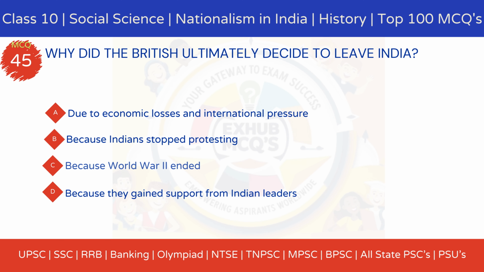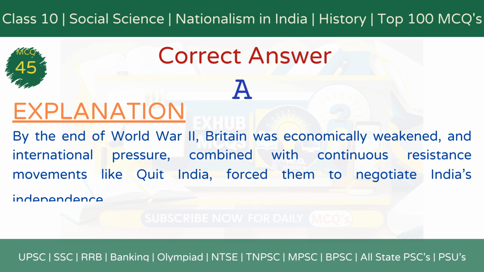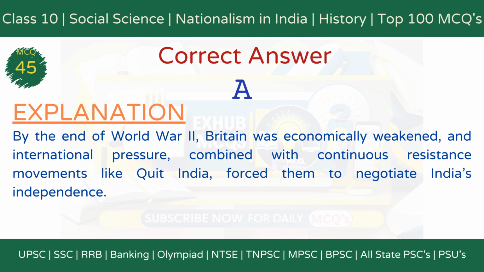MCQ 45. Why did the British ultimately decide to leave India? Option A. Due to economic losses and international pressure. Option B. Because Indians stopped protesting. Option C. Because World War II ended. Option D. Because they gained support from Indian leaders. The correct answer is option A. Due to economic losses and international pressure. Explanation. By the end of World War II, Britain was economically weakened, and international pressure, combined with continuous resistance movements like Quit India, forced them to negotiate India's independence.